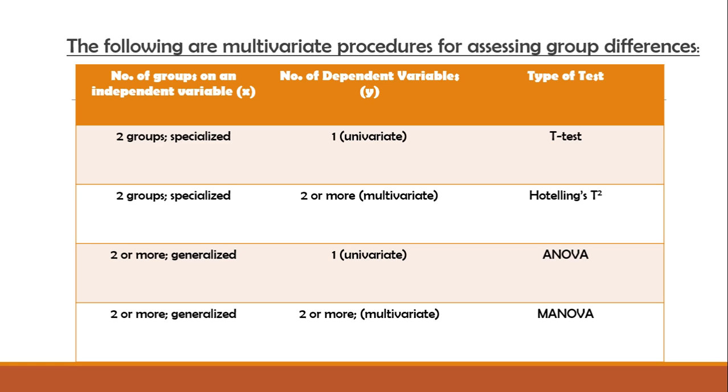When there are 2 or more groups on the independent variable, and the number of dependent variables is 1, or univariate, the type of test to be used is ANOVA. But when there are 2 or more dependent variables, multivariate, the type of test to be used is MANOVA.